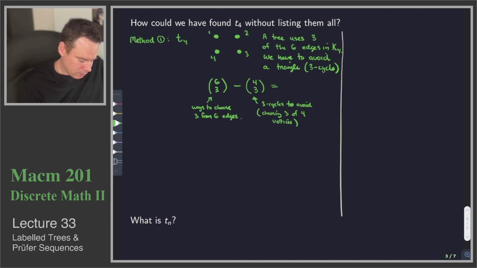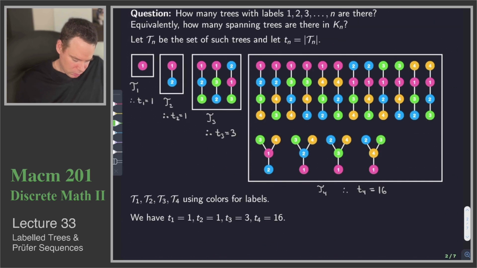So what is it? Well, it's 6 choose 3. So that's 6 times 5 times 4 divided by 3 factorial, which is 6, minus 4 choose 3, which is 4. And so that's 5 times 4 minus 4, or 16. And so there are 16 spanning trees of K4. And we can see that matches what we found before by actually listing them.